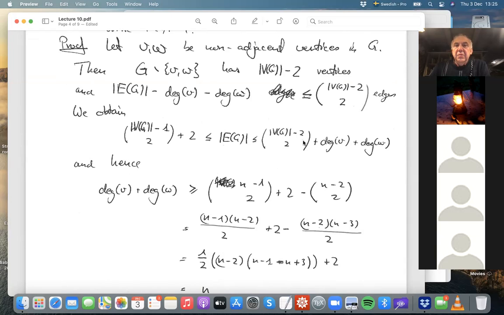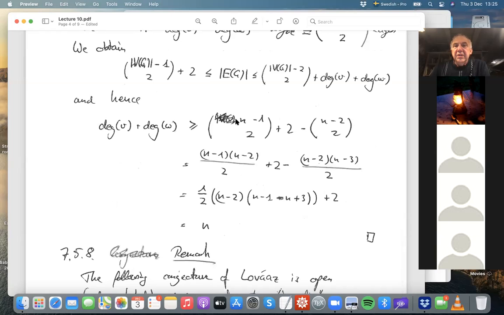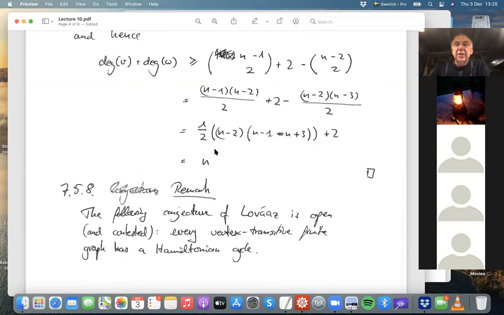Okay, now we get that the degree of v plus the degree of w, by moving this term to the other side, is at least n minus 1 choose 2 plus 2 minus n minus 2 choose 2. And we expand the binomial coefficient. This is (n minus 1)(n minus 2)/2 plus 2, and this is (n minus 2)(n minus 3)/2. And we subtract them, we'll get n. So we're getting that for any two non-adjacent vertices, the degree of v plus degree of w is at least n.